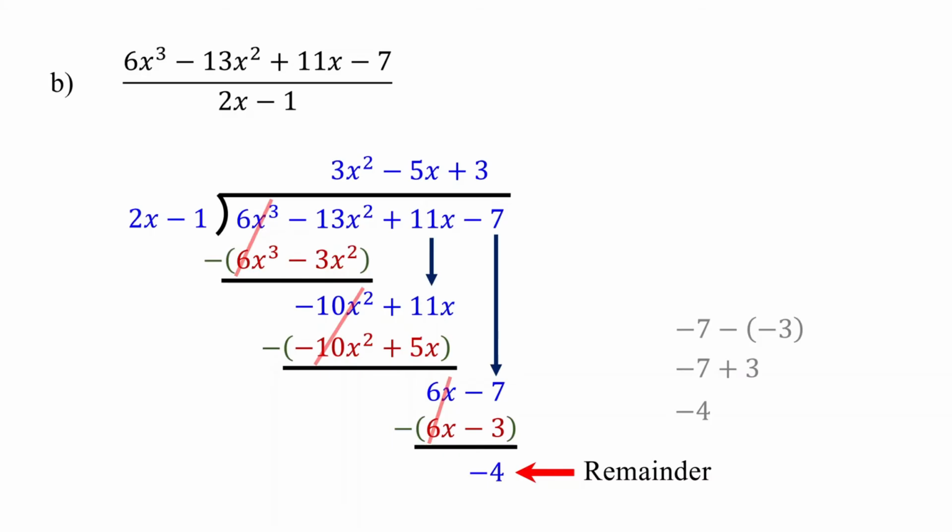We stop the division when the degree of the remainder polynomial is less than the degree of the divisor. In this case, the degree of the remainder is 0, and the divisor is 1. So, we should stop the division here.